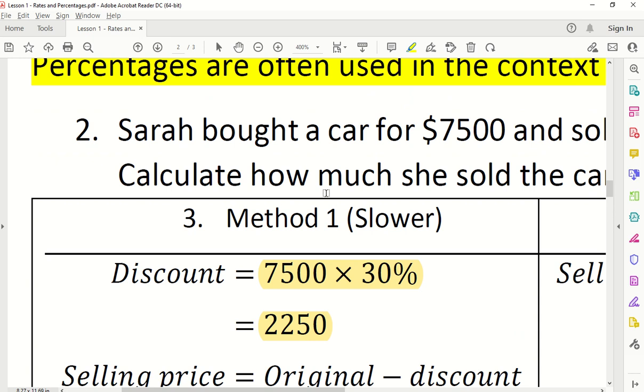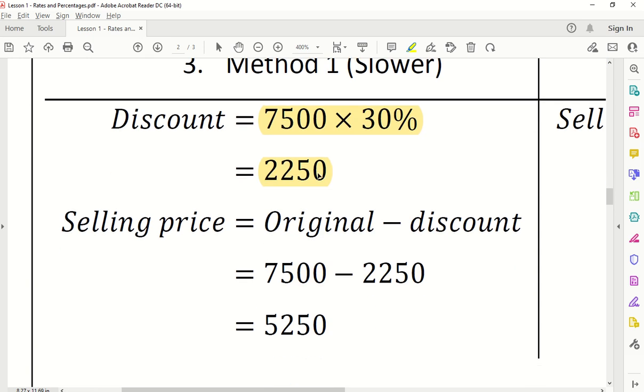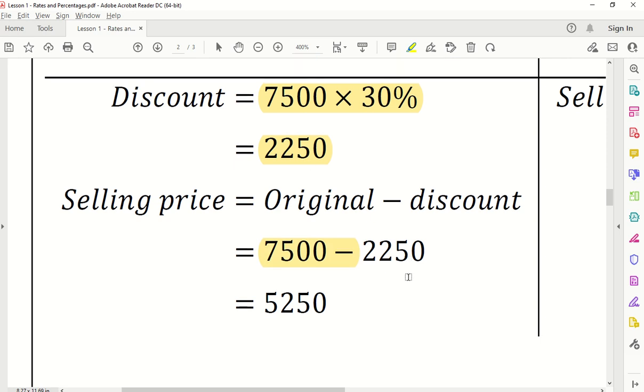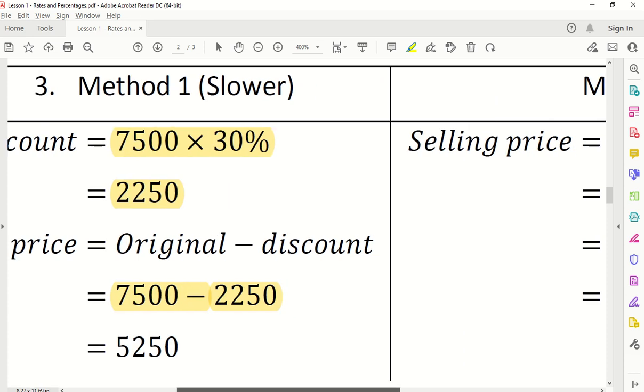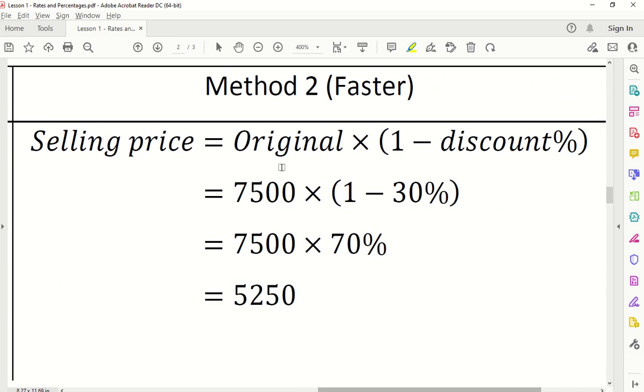So the price of the car has reduced by $2,250. So the selling price of this car is the original price, 7,500, minus the discount that's been taken, 2,250. 7,500 minus 2,250 gives me 5,250. So look, that is one way to do it. It wouldn't be the way I'd recommend. A better way to do it would be this way.